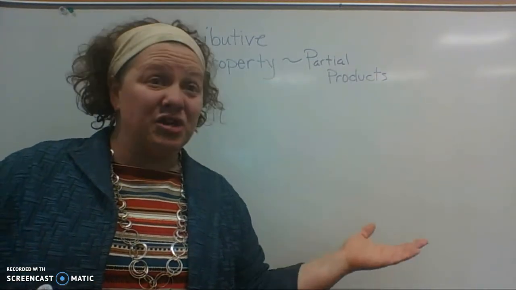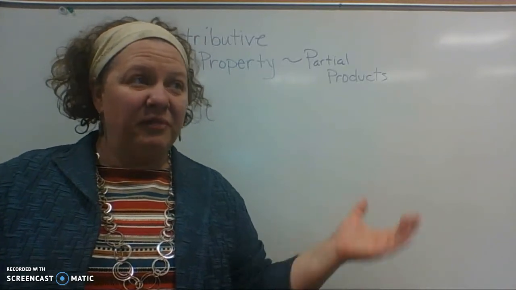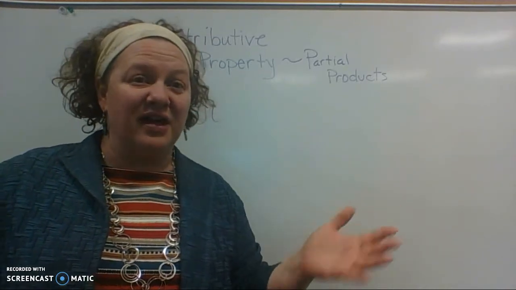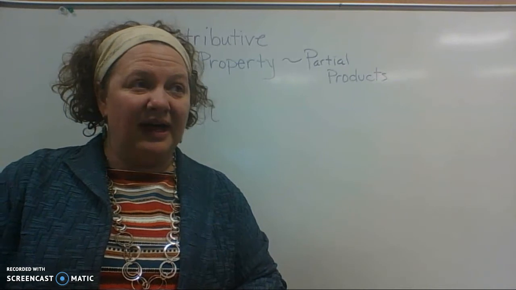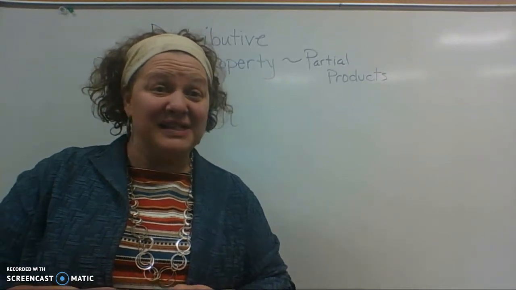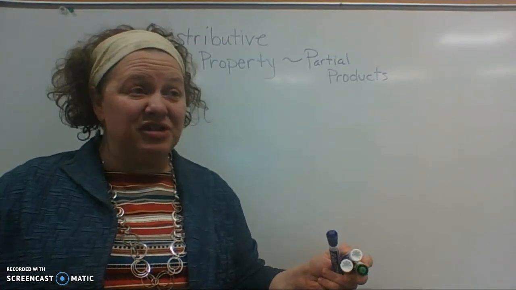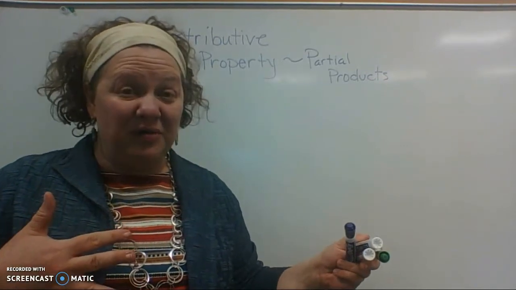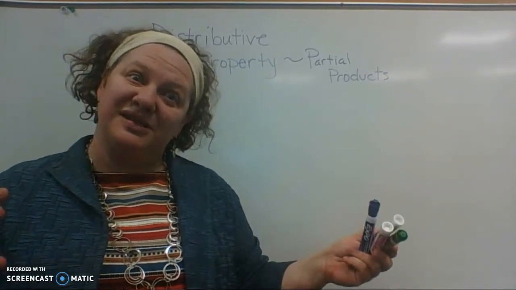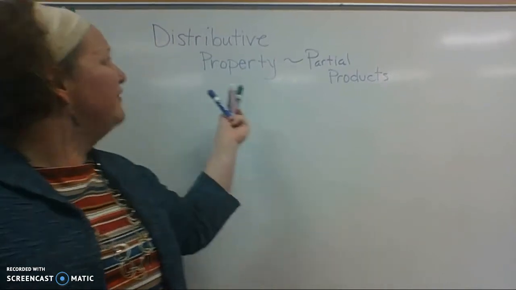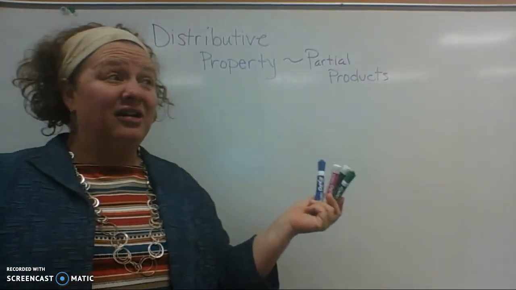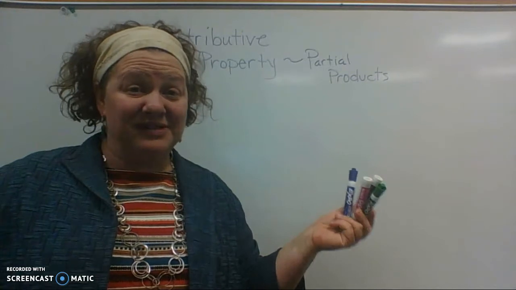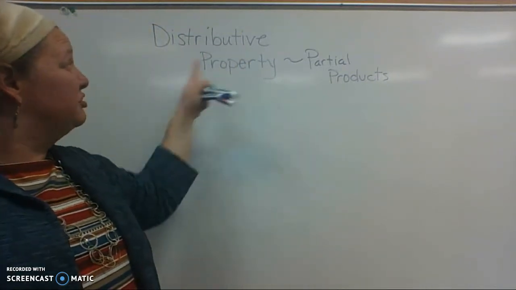We have addition properties like the commutative and the associative and the identity properties of addition that always hold true with addition. We have those same properties for multiplication, and then we have division properties and subtraction properties. And we have distributive properties, which are multiplication properties. So that's what we're working with today, the distributive property.